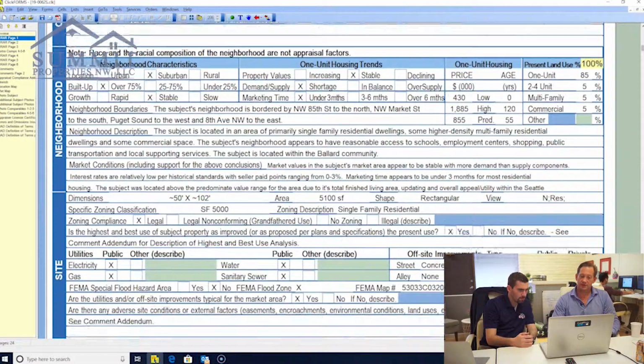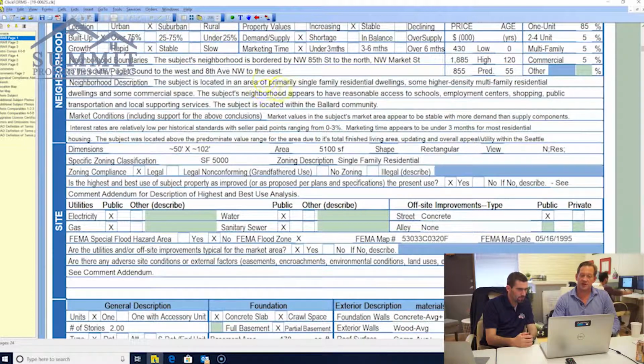And this is giving you a little bit of the rundown. Primary residential areas, some higher density multifamily. The subject's located within the Ballard community. It's just, here's what's going on. Here's where we start to talk about the specific market in general.